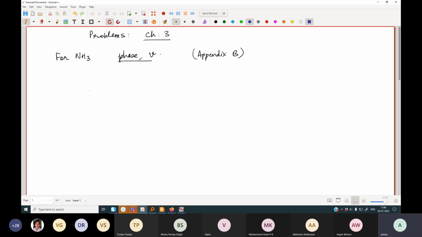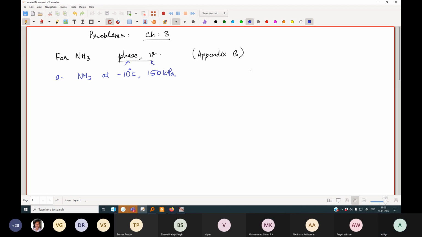Okay, so the question is first A, ammonia at minus 10 degrees Celsius and 150 kilopascal. The question is, under these conditions, what is the phase and what is the specific volume?